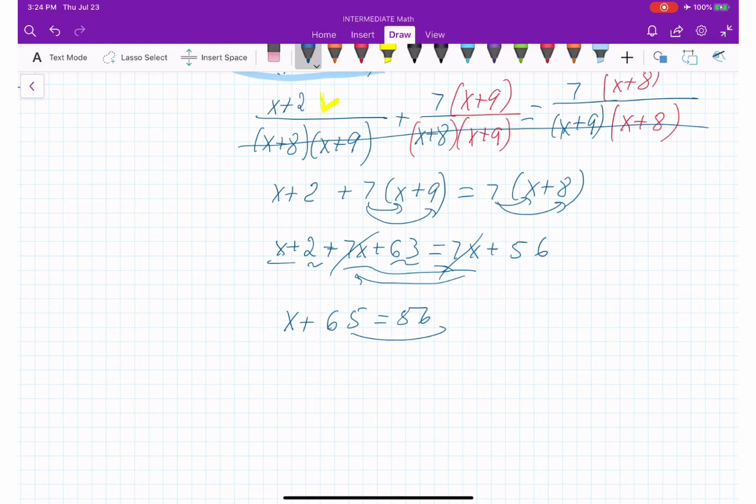So now I move 65 to this side and flip the sign: x is equal to 56 minus 65, and our x is equal to 9 with a negative sign. Okay? Okie dokie. Moving to the next one.